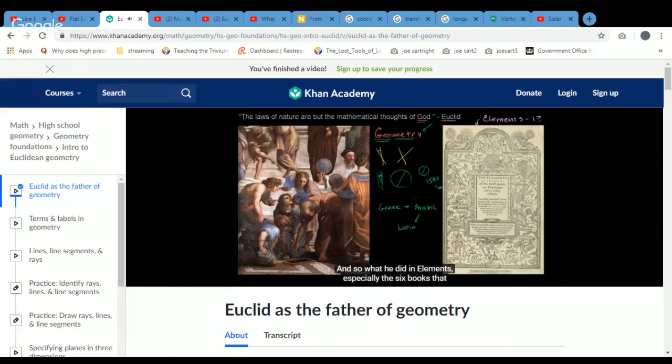And so what he did in Elements, especially the 6 books that are concerned with planar geometry, in fact, he did all of them, but from a geometrical point of view, he started with basic assumptions, and those basic assumptions in geometric speak are called axioms or postulates. And from them, he deduced other statements or propositions, or these are sometimes called theorems. And then he says, now I know if this is true and this is true, this must be true.